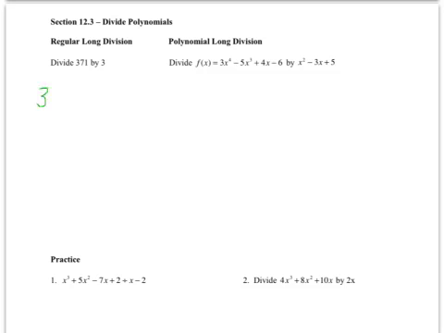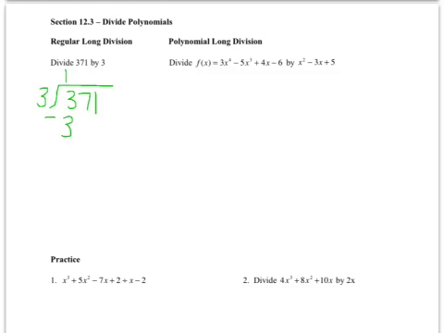So you put the 3 on the outside and the 371 on the inside. And then you ask yourself, how many times does 3 go into 3? Or another way you can say that, which is kind of weird, is what do I need to multiply 3 by to get a 3? And that would be a 1. And then you multiply the 1 and the 3 together and you get a 3.